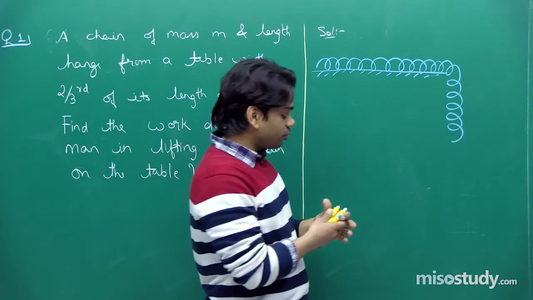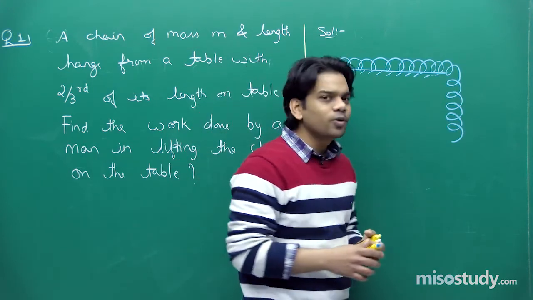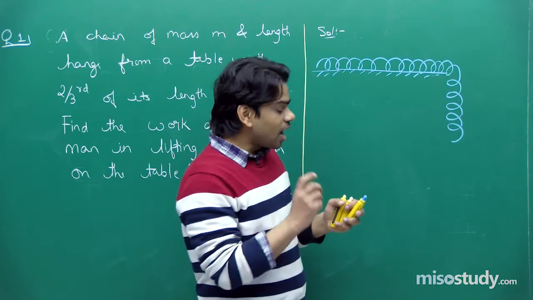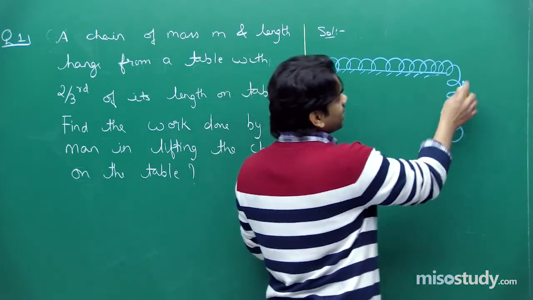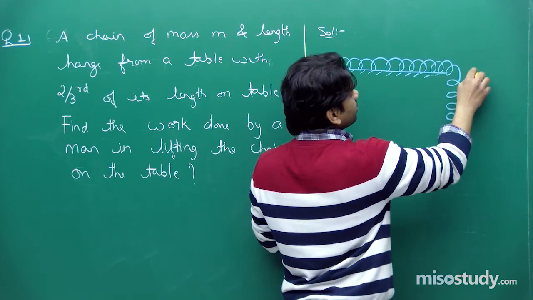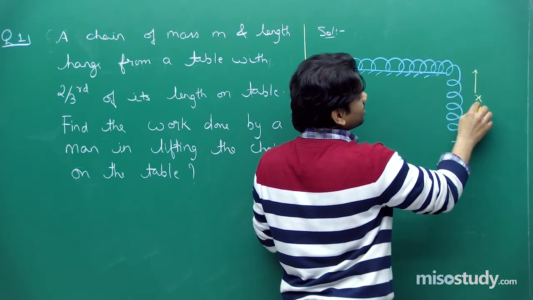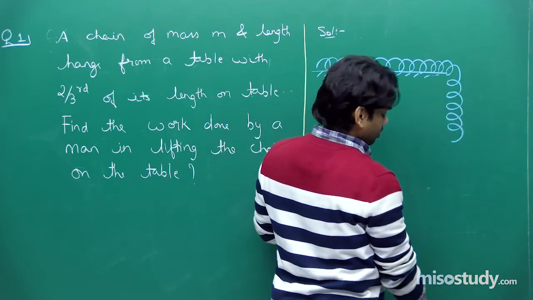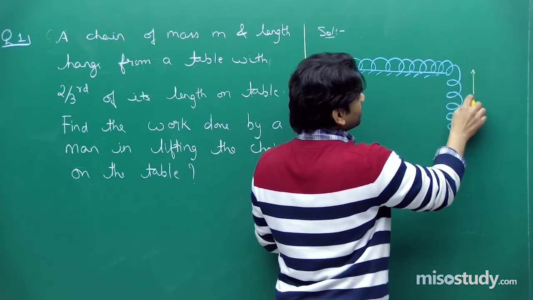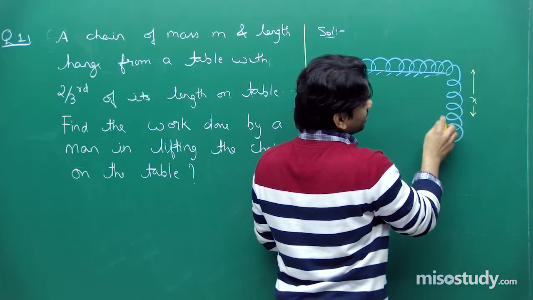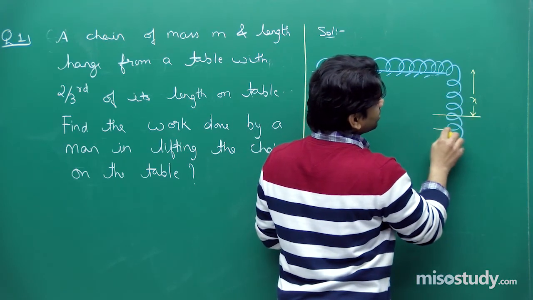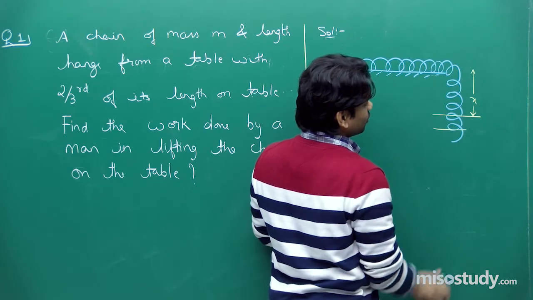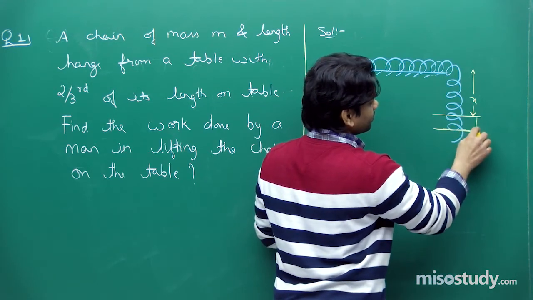Now how to do such kind of question? We are going to use the concept of differentiation and integration here. See how to approach such a question. Let us take at a distance x from top a small segment of the chain of length dx. From top for length x, I'm going to consider a small segment of the chain whose length is given as dx.